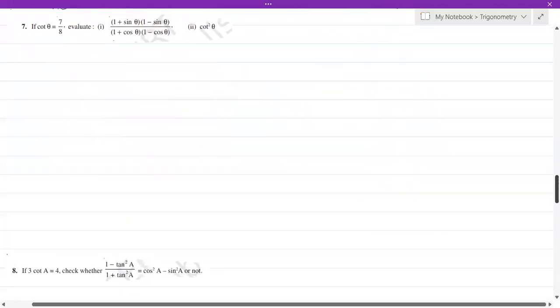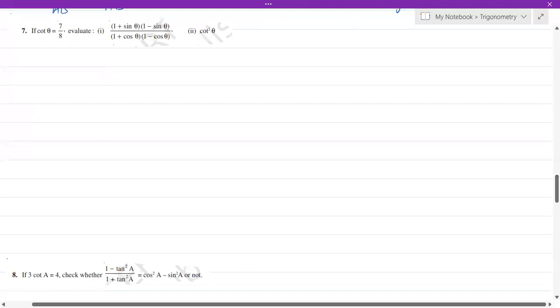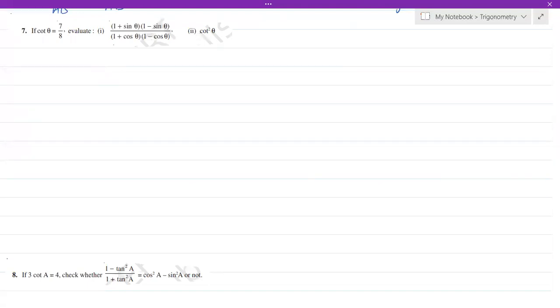These types of questions are very, very important. Now see, they have given you the value of cot theta as 7 by 8. What we have to do is find the value of (1 plus sine theta)(1 minus sine theta) by (1 plus cos theta)(1 minus cos theta). In the second sub question, we have to find the value of cot square theta. So what we'll do is we'll take the triangle.